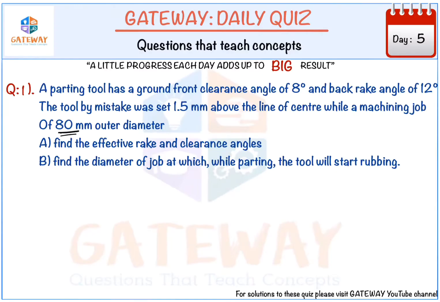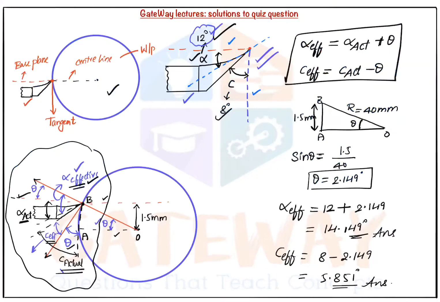And one more thing was asked. Find the diameter of the job at which, while parting, the tool will start rubbing. See here, the tool is having some clearance.